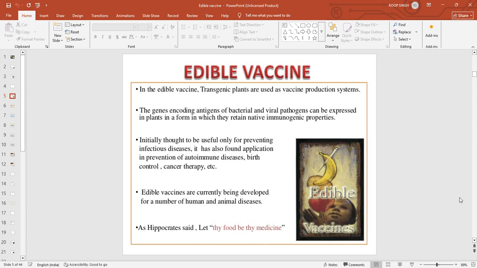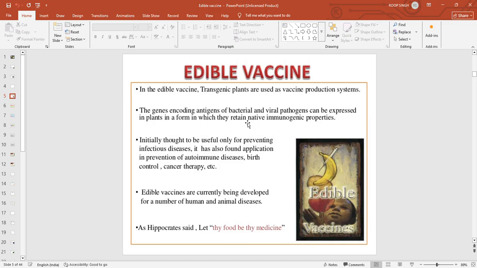So what is an edible vaccine actually? In the edible vaccine, transgenic plants are used as a vaccine production system. The genes encoding antigens of bacterial and viral pathogens can be expressed in plants in a form in which they retain their native immunogenic properties.